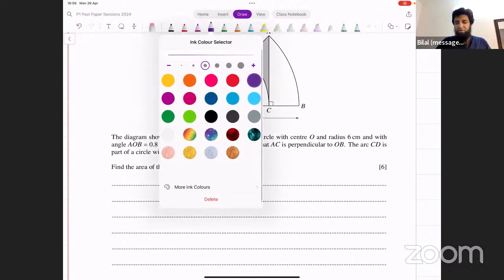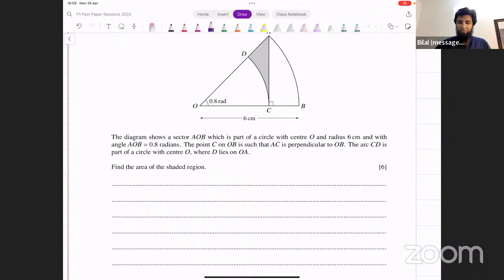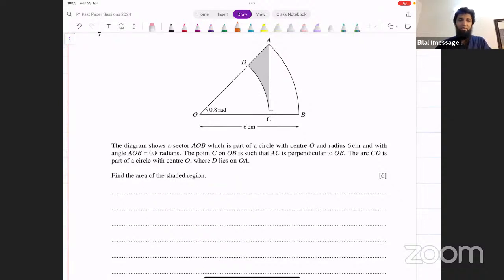How do you find the area of the shaded region? Let me just explain this to you, how you can actually find it. So first of all, think logically, okay, what area needs to be subtracted from what area? So in this case, what information are we given? AOB is given. This is a sector. So this is one sector, OAB, right? And we have another sector inside it with the same angle. That's this sector.